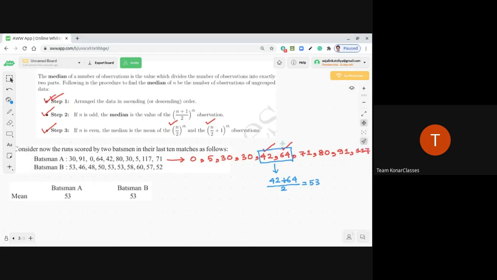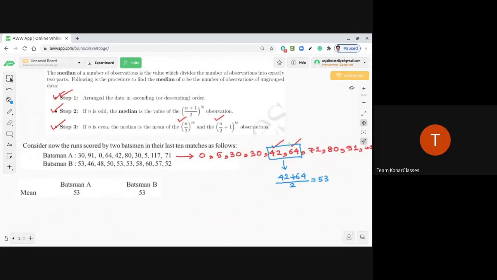And in a similar manner, I'm not solving it here, but if you do it for the second batsman as well, what will you get? The median for batsman A and batsman B, both will be 53. So this is a little surprising. As we are getting both the values as 53, how can we conclude? What interpretation can you make from this data?